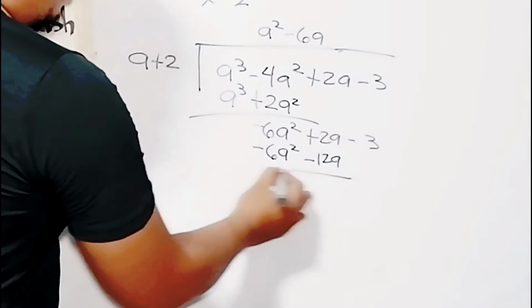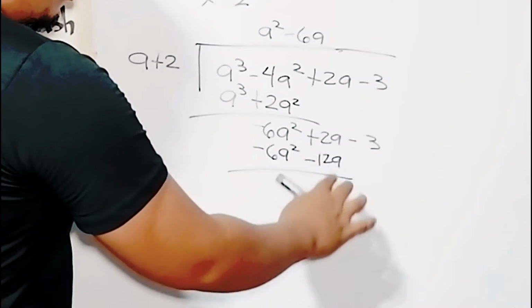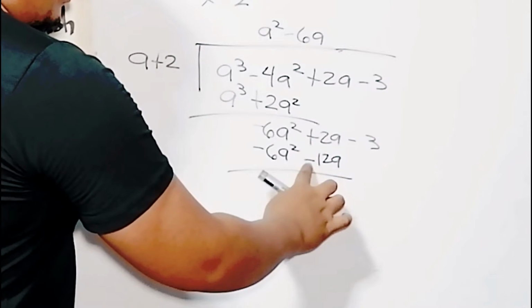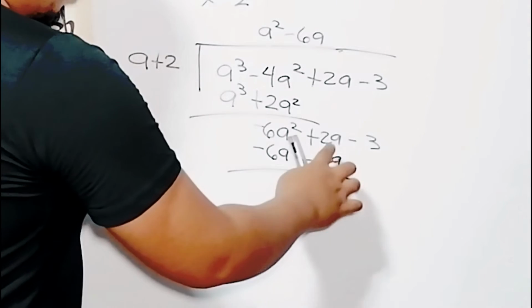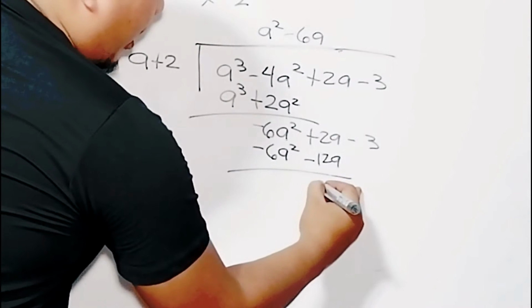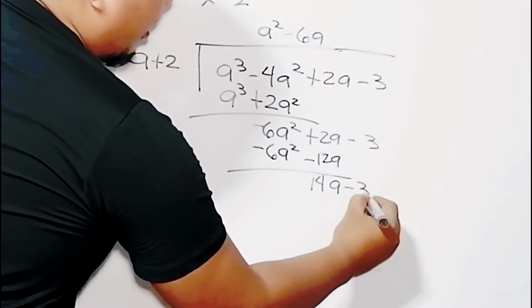So what we'll do is again subtract. Nothing is left here. So 2 minus negative 12. Minus negative becomes positive. So 2 plus 12 will give us positive 14a. And we bring down 3.